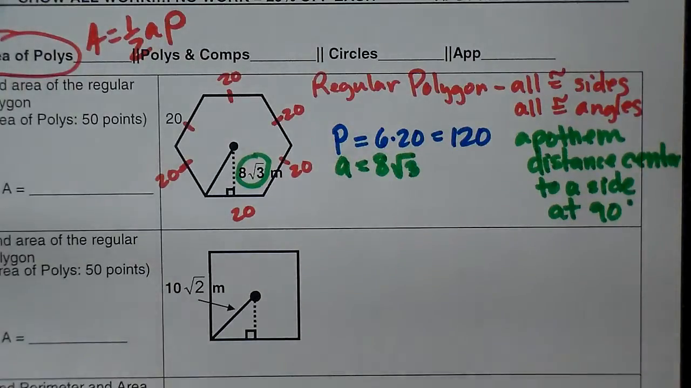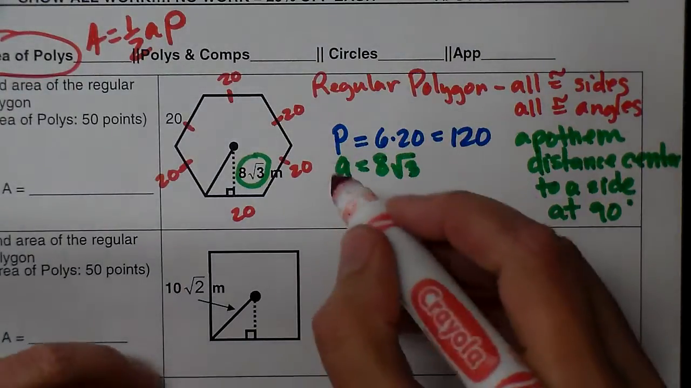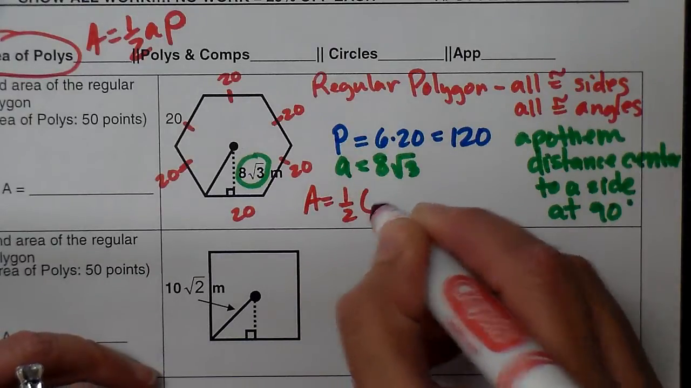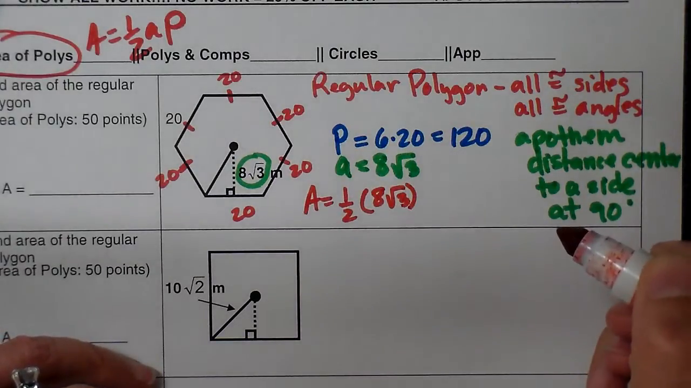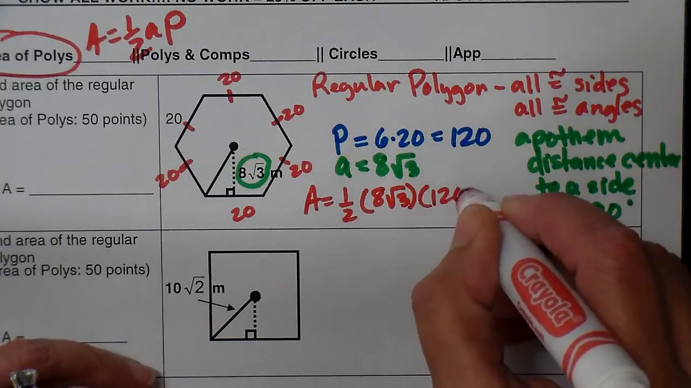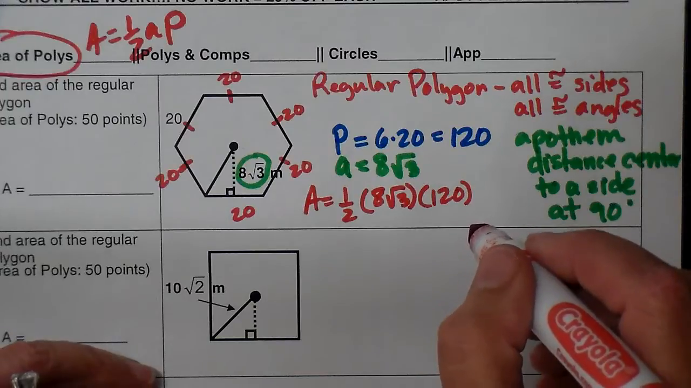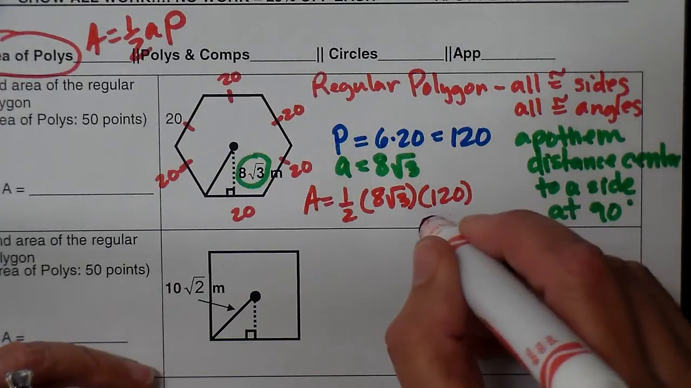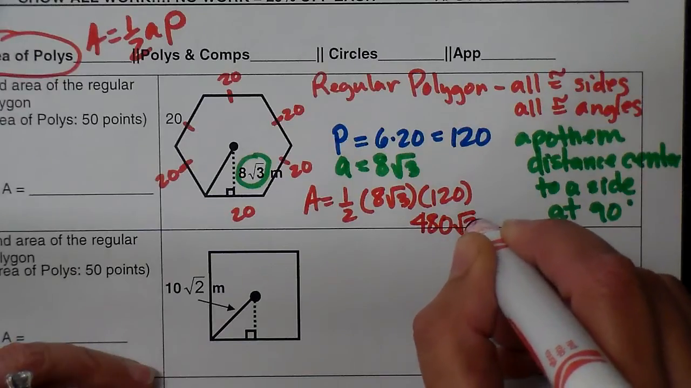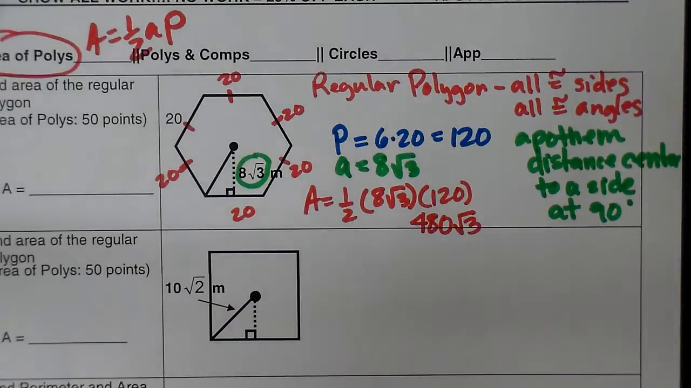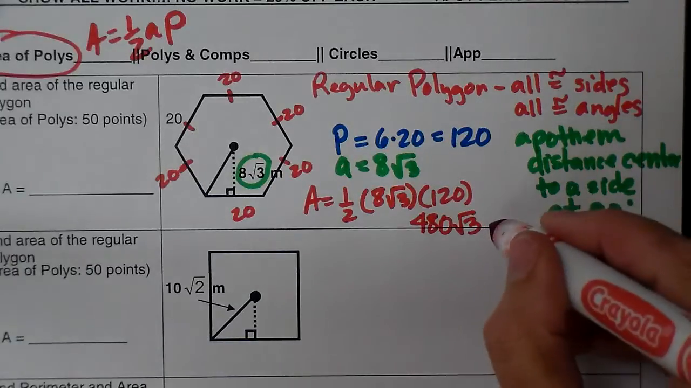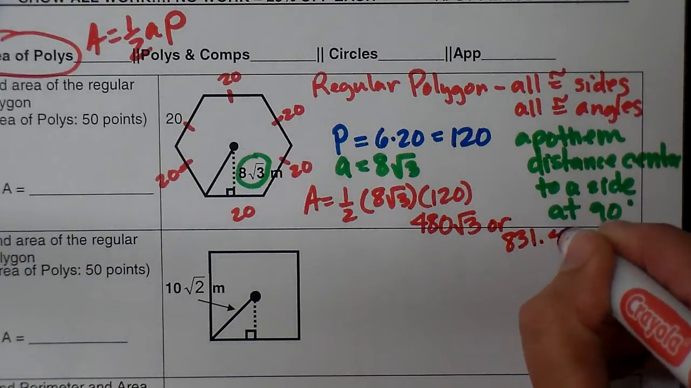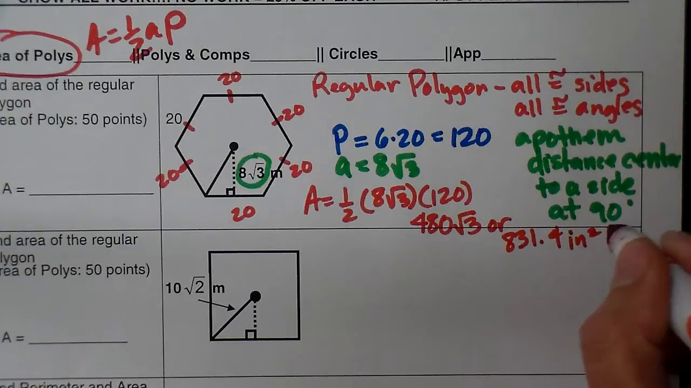So now if I want to find the area of my polygon, the area is going to be 1/2 my apothem, which is 8 square roots of 3, times my perimeter, which is 120. When you multiply those together, you get 480 times the square root of 3. That is if you write it in radical form. If you want to write it in decimal form, let me find the square root symbol here. It is 831.4, and that is going to be inches squared.